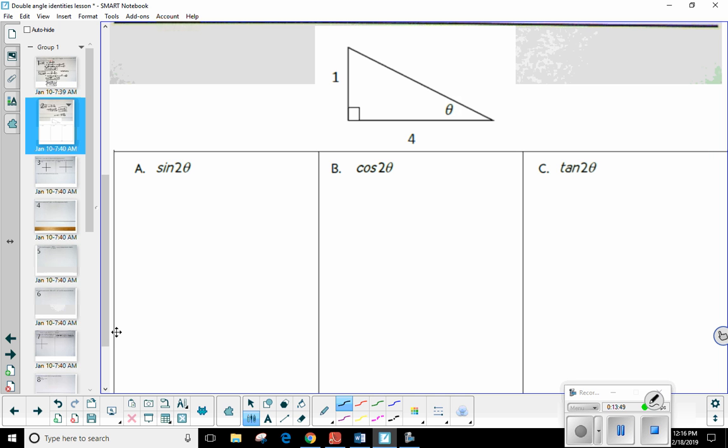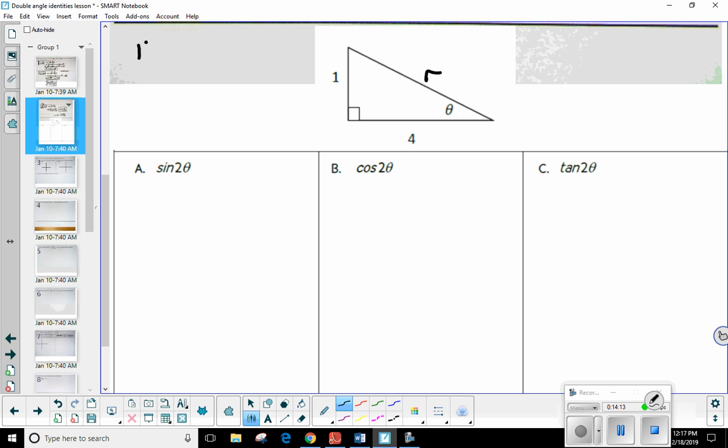Okay. So given this triangle, I want to go ahead and find the value of each of these three. Now, let's see here. We have a triangle where the legs are 1 and 4 units long. How are we going to figure out the hypotenuse? Okay, Pythagorean. So let's say this is my radius, like we always do, r.